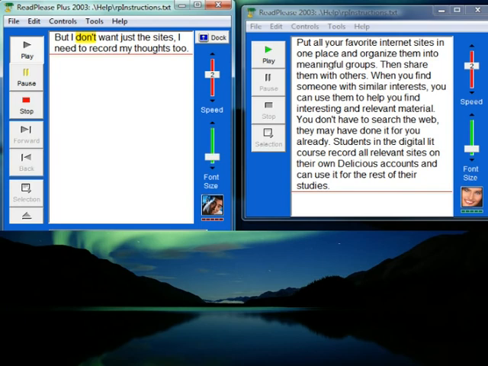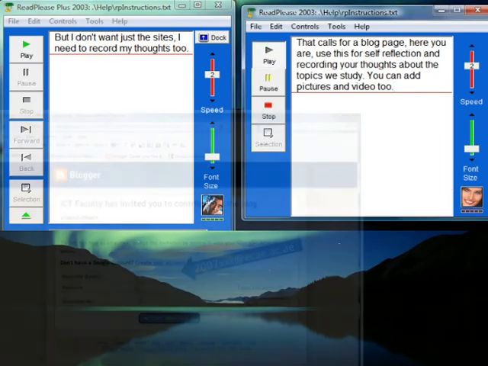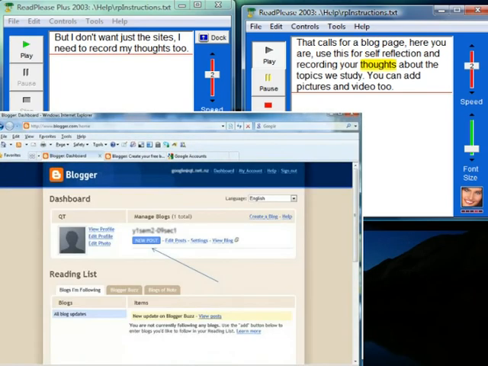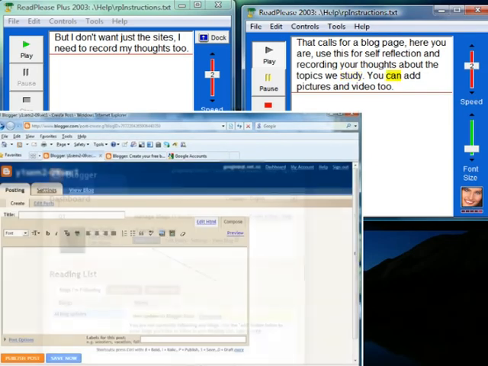But I don't want just the sites, I need to record my thoughts too. That calls for a blog page. Here you are. Use this for self-reflection and recording your thoughts about the topics we study. You can add pictures and video too.